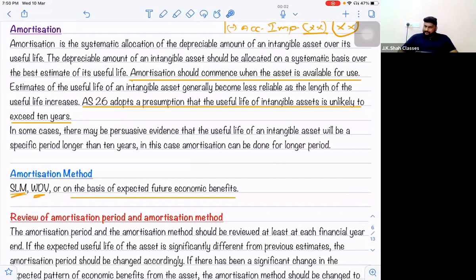Choice would be yours. So if you have a patent of 15 years, and you have a justification of 15 years, write off or amortize in 15 years. But if you don't have a justification, you cannot go beyond 10 years. Even if you have wrongly gone beyond 10 years, you have to give a retrospective change and bring it back as if you're doing it for 10 years only. We have a question also on this. We'll be solving it soon.